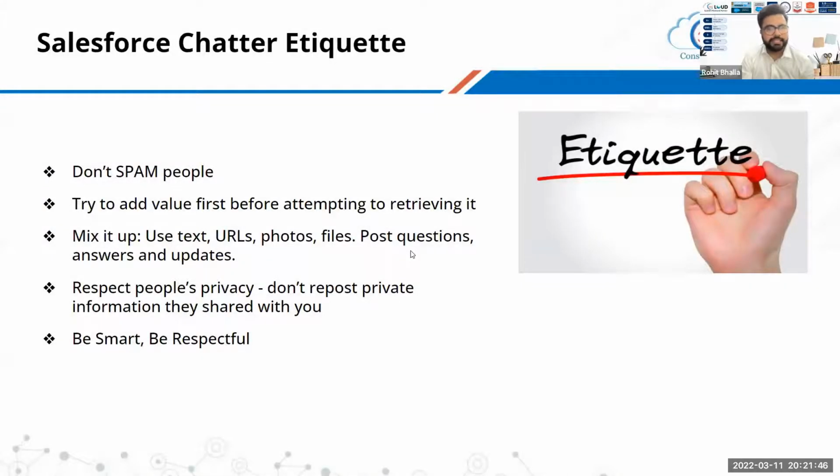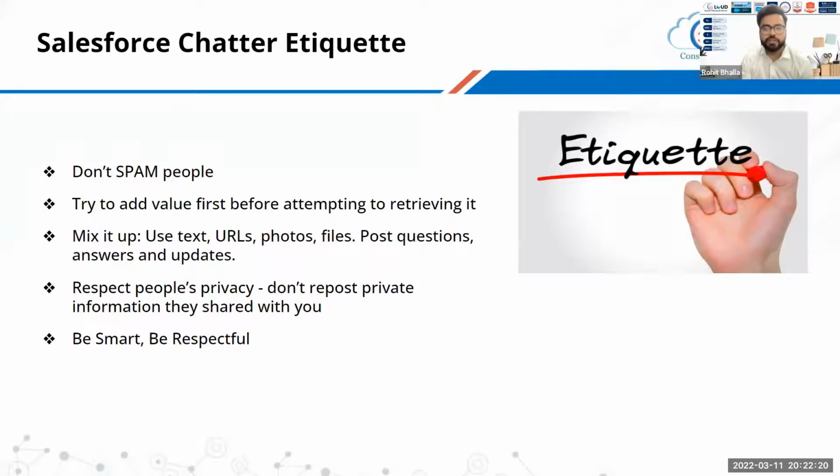So here are some etiquettes. You know that if you are posting anything anywhere, there are some etiquettes to post that. Don't spam people. So don't ask a simple thing and then make multiple posts. Just write all of your queries and then make one post, and tag that particular person, so that he or she will get the notification and can answer you, instead of just making it random and for everyone. Try to add value first before attempting to retrieve it.